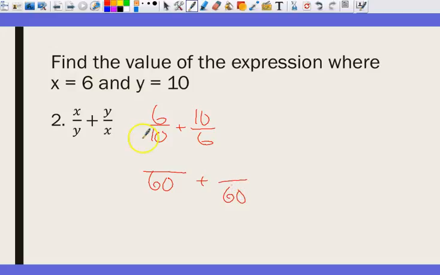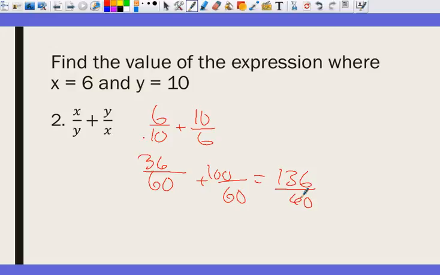What did we multiply this bottom part by to get 60? So we have to multiply the top part by 6. What's 6 times 6? What do we multiply this bottom part by to get 60? 10. What's 10 times 10? So 136 divided by 60, is that the answer?